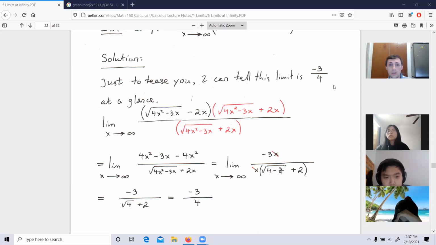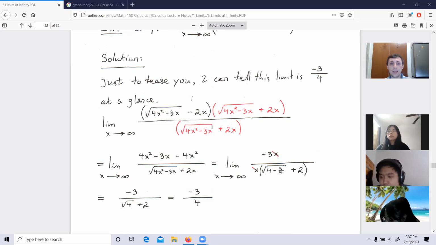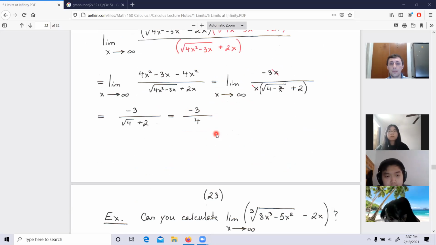So how you do that, just look at it, it's root minus 2x, so you might want to multiply by root plus the other expression because you recognize a minus b, you want to have multiplied by a plus b. That's by the conjugate. Good? The answer is -3/4. Now, here is a challenge question, guys.